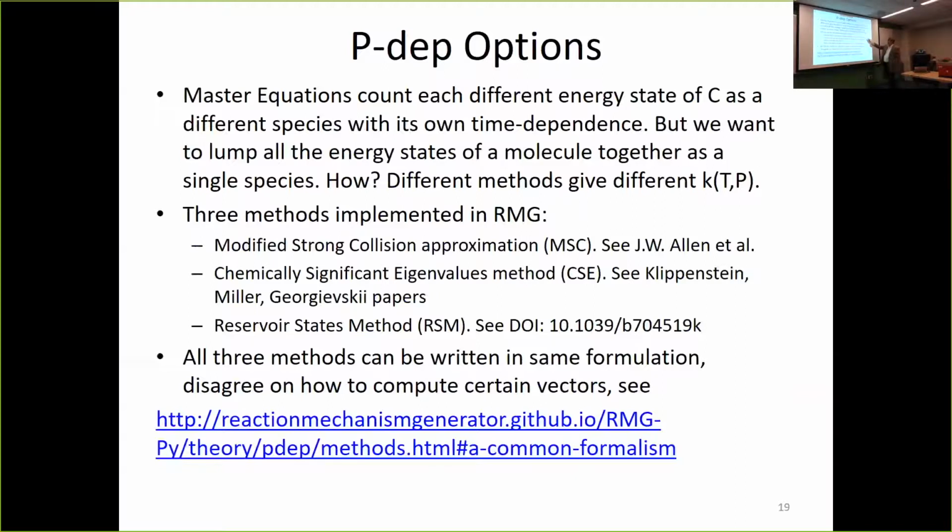Now these 3 methods can all be written mathematically in the same formulation, and they all depend on certain vectors, and they differ in what values they give those vectors. So if you want to think intellectually about what we're doing here, this is very important, and you might want to read this section here. And some of this is discussed in the Allen paper.